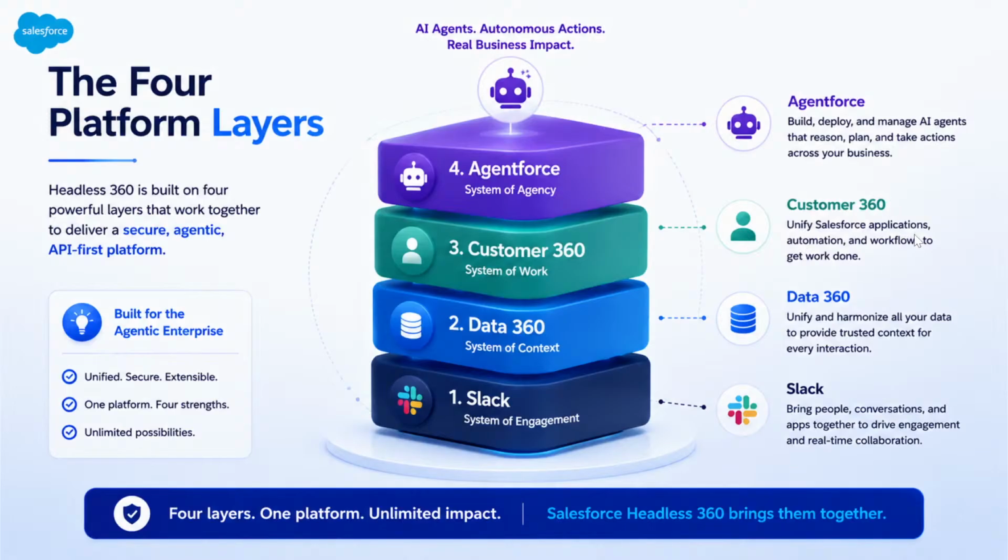So all those things are part of your Customer 360. Data 360 is the third layer, and this is basically something which would unify and harmonize all your data to provide trusted context for every interaction. So Data 360 is the layer where you will have all your data harmonized. And Slack will basically be used for bringing people, conversations, and apps together to drive engagement. So Slack is the layer which contains all those conversations, etc. And this is the fourth layer.